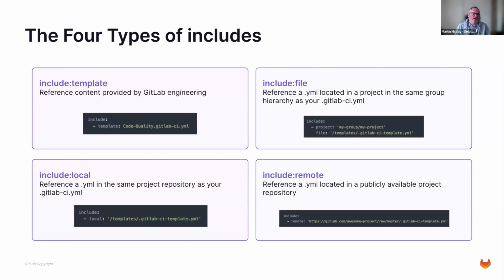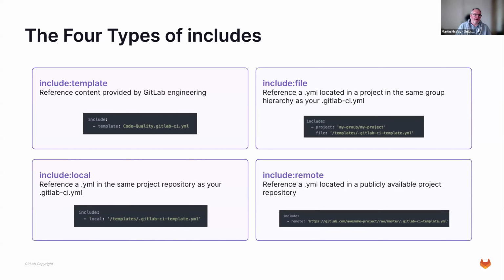Include local is bringing in a file from the same project repo as our GitLab CI YAML file. In that particular example, we've got a templates directory with that YAML file inside there, and we just do an include local. And then we could also do an include remote. This completely references a publicly available project repo and brings in the YAML that way.